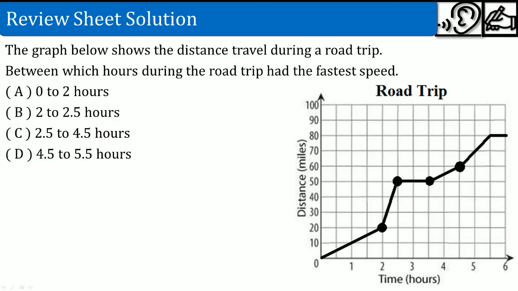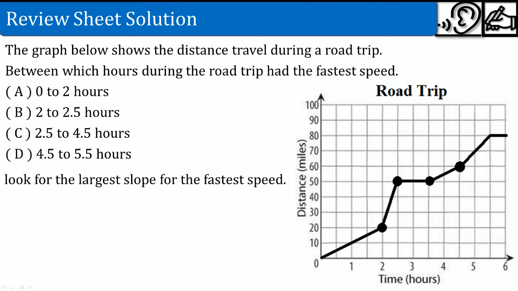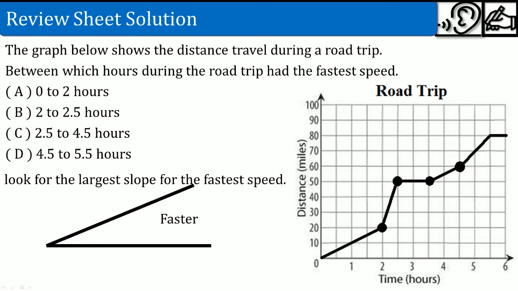We have 6 here. The graph shows the distance traveled during a road trip, but between which hours is the road trip the fastest? When you understand that, you're looking for the largest slope for the fastest speed. In this case, let's look at a line. This is basically 0, right? He's not even moving. There's no speed because distance isn't changing. This is fast. This is faster, right? The slope gets higher. This would be the fastest because the slope is the steepest.